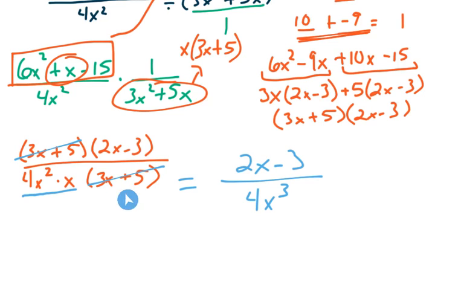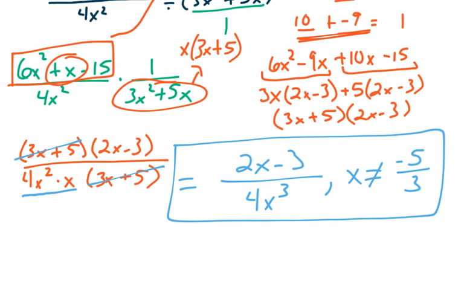Once again, we need to think about excluded values. What value of x made this part that we canceled out equal to 0? If you set this equal to 0, you'll find that x cannot be equal to negative 5/3. So pick any x value you want, as long as it's not negative 5/3, and plug it into your original expression. You can plug it in here, either way, this is how you would find your y value, as long as x is not equal to negative 5/3. This right here is your final answer.